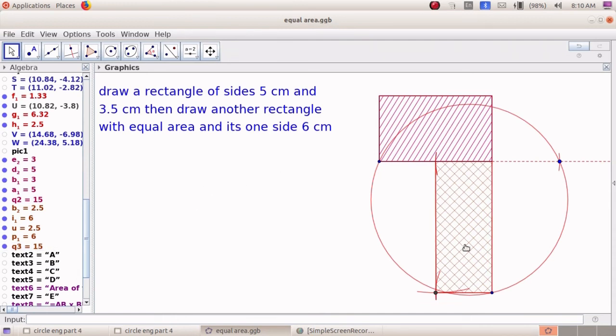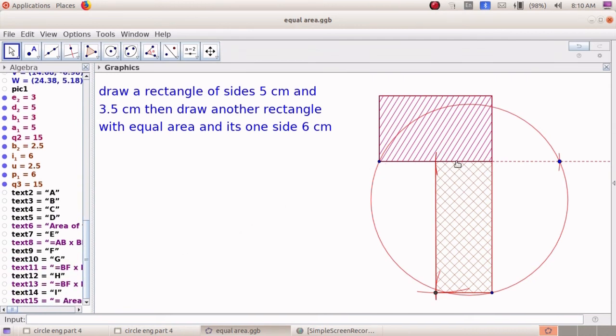These two shaded regions are equal in area. Now we have drawn this one, 6 centimeter long. This one is its breadth, whatever that may be. And how their areas are equal, if it is needed, let us explain how.